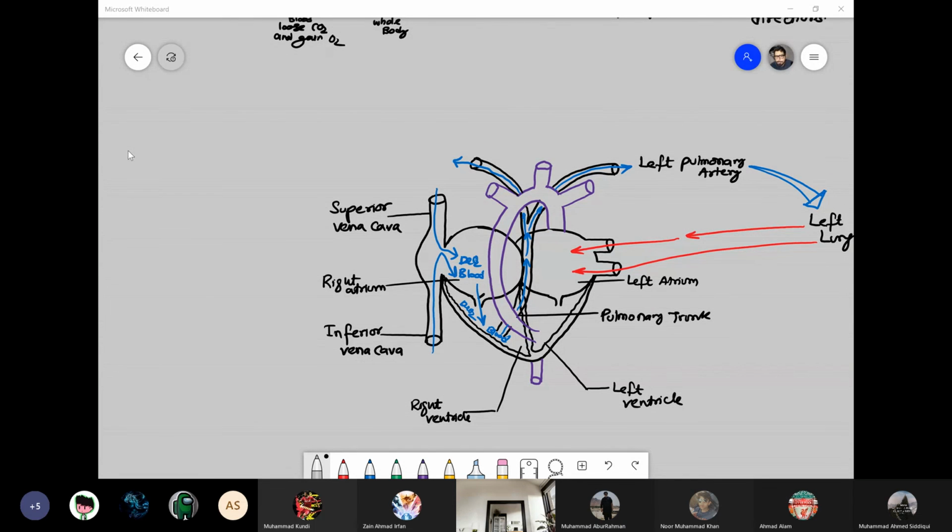I'm sharing this lecture with you guys in the OneNote. Please try to draw this diagram at home. I've drawn the diagram, and I'm going to finish it perfectly and then send it to you.